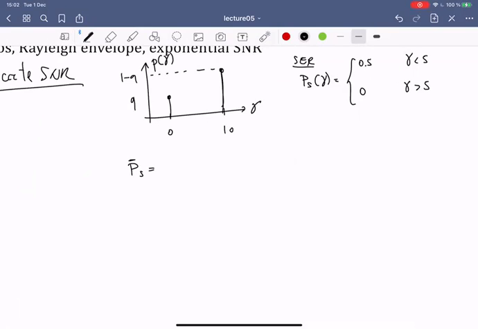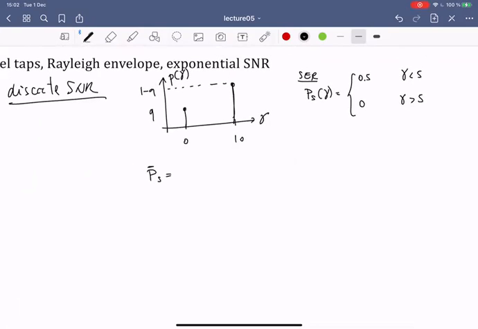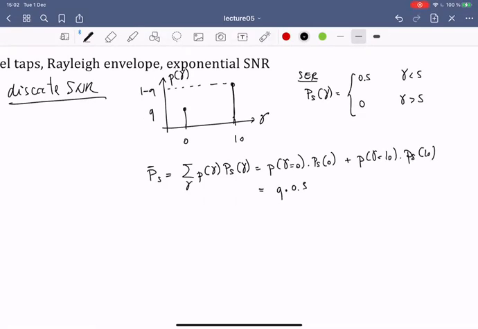Now since things are discrete, we no longer have an integral, but rather a summation. So we'll have a summation over all gammas, P of gamma, PS of gamma. So we then plug in all possible values: P of gamma equal to 0 times PS of 0 plus P of gamma equal to 10 times PS of 10. Okay, and the first one is Q times 0.5 plus 1 minus Q times 0. So I get Q over 2.